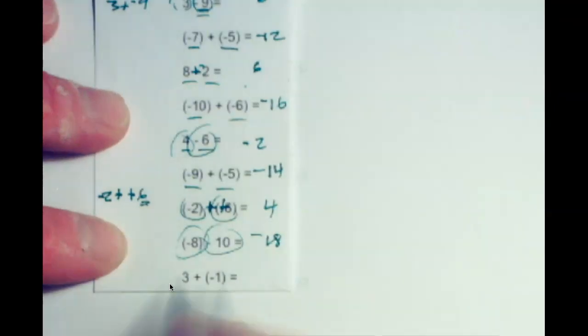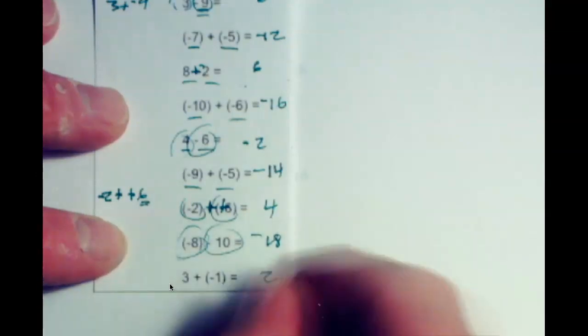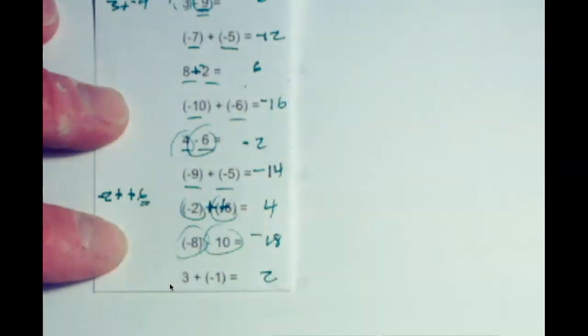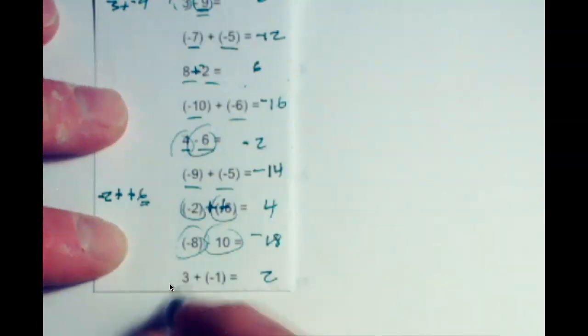All right, 3 plus a negative 1. These are different signs. You've got a positive and a negative. The difference is? And positive or negative? It is positive because the 3 has a greater absolute value.